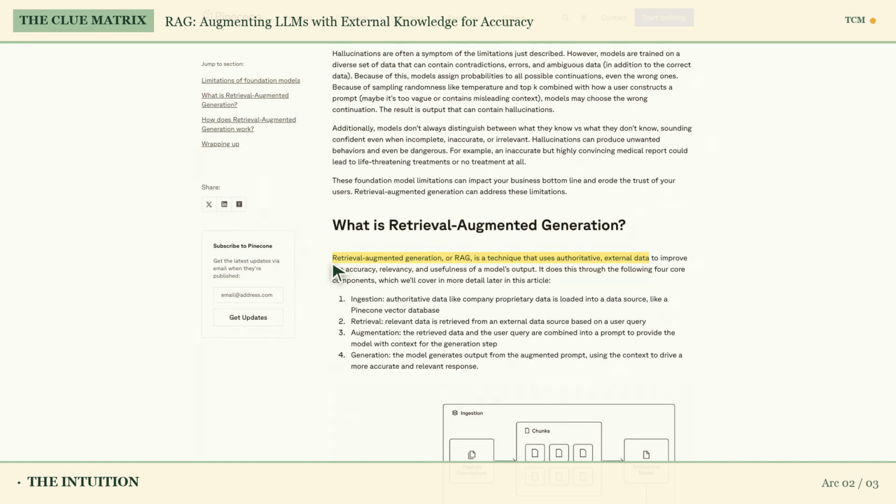So the LLM isn't trying to recall every fact itself. It's getting fresh, relevant context from this assistant to inform its answer.